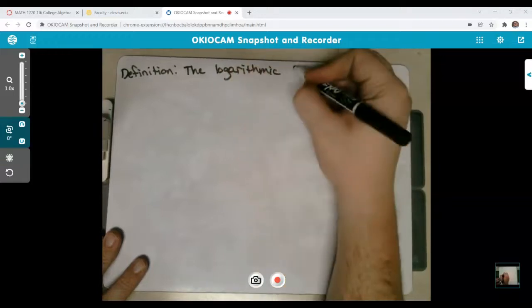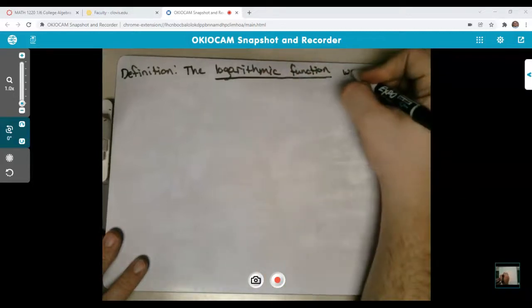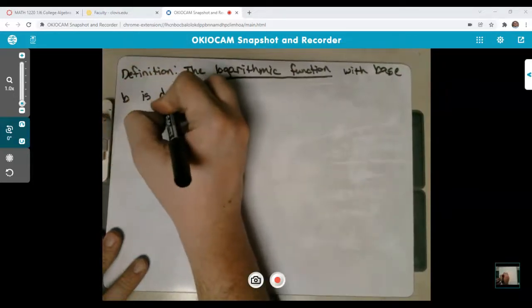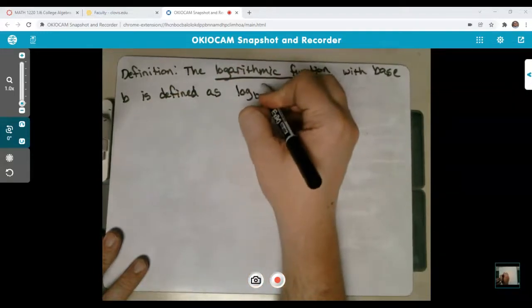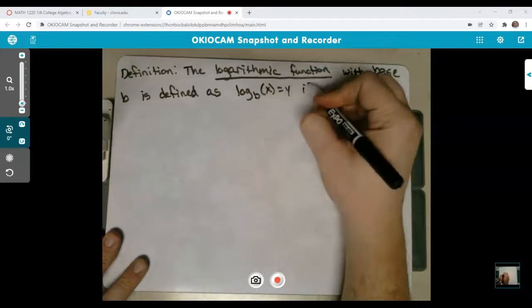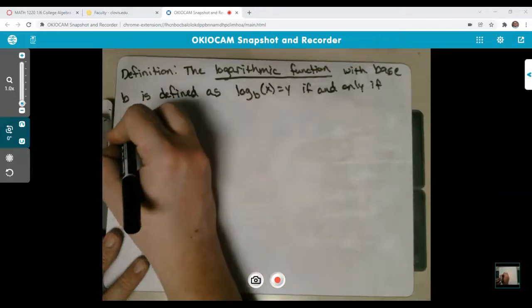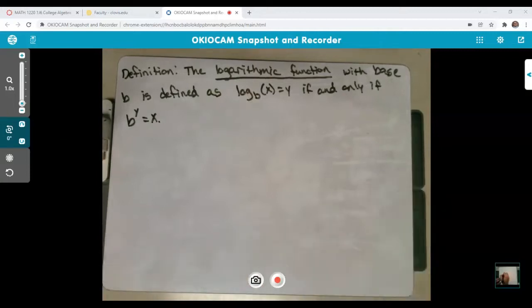The logarithmic function with base b is defined as log base b of x is equal to y if and only if b to the power of y is equal to x. So let's talk about what that means, okay?